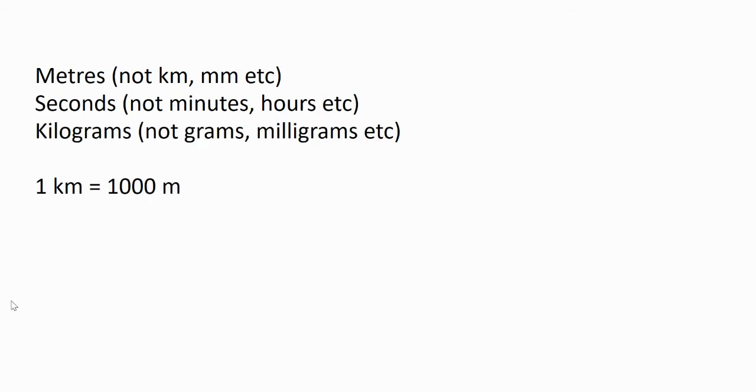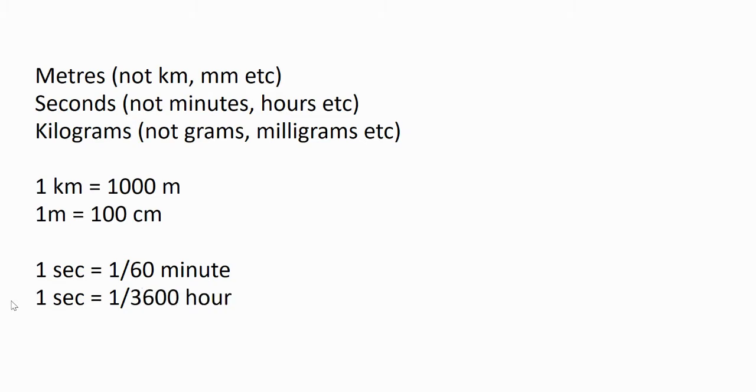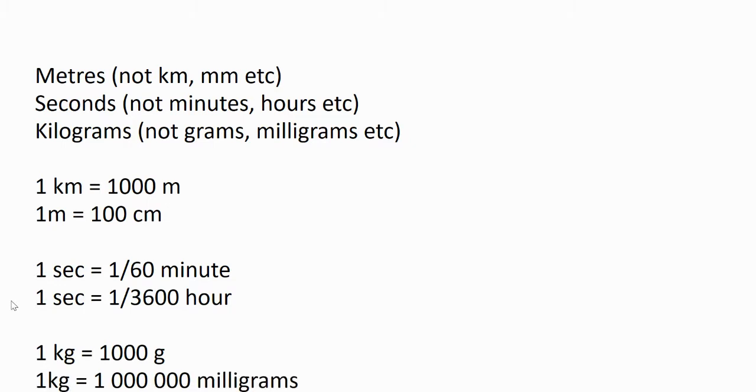Well, we know that 1 kilometer is 1,000 meters. We know that 1 meter is 100 centimeters. 1 second is a 60th of a minute, or 60 seconds in a minute. 1 second would be 1/3,600th of an hour, or there are 60 seconds in a minute, 60 minutes in an hour, so 3,600 seconds in an hour. 1 kilogram is 1,000 grams, and 1 kilogram will be 1 million milligrams, although that probably is not something you would have to do very often.